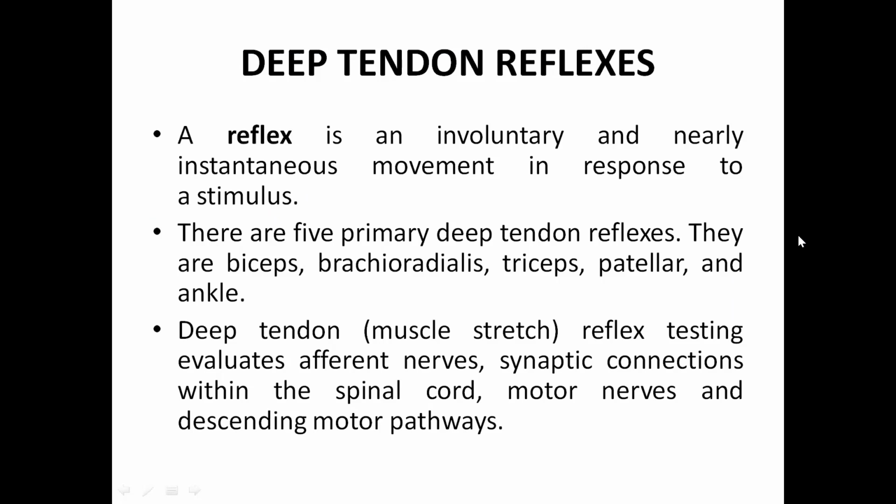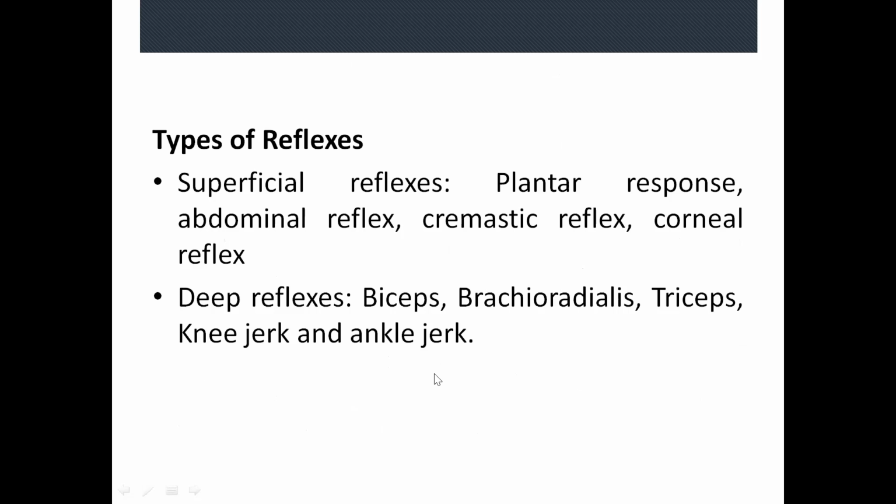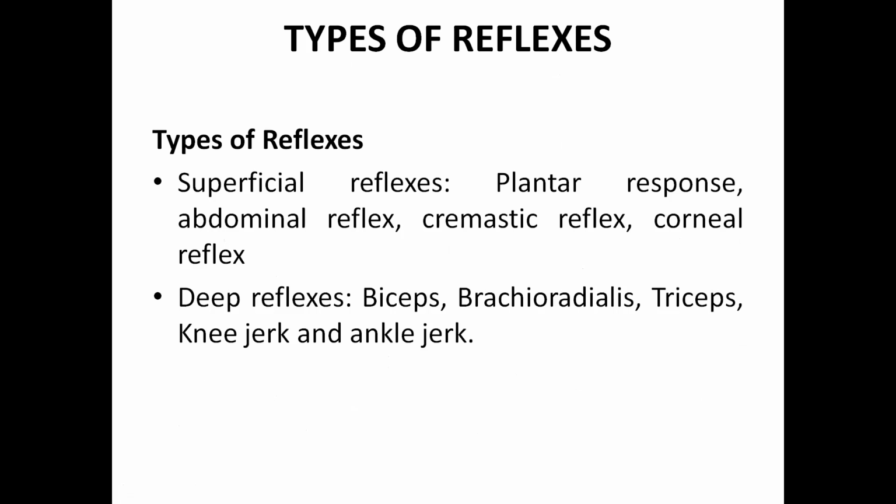Deep tendon reflex testing evaluates the afferent nerves, synaptic connections within the spinal cord, the motor nerves, and the descending motor pathways. There are 2 types of reflexes. One is superficial reflexes and another one is deep reflexes. Superficial reflexes include the plantar response, abdominal reflex, cremasteric reflex, and corneal reflex. The deep tendon reflexes include the biceps, brachioradialis, triceps, knee jerk, and ankle jerk. Let us see these deep tendon reflexes in detail.